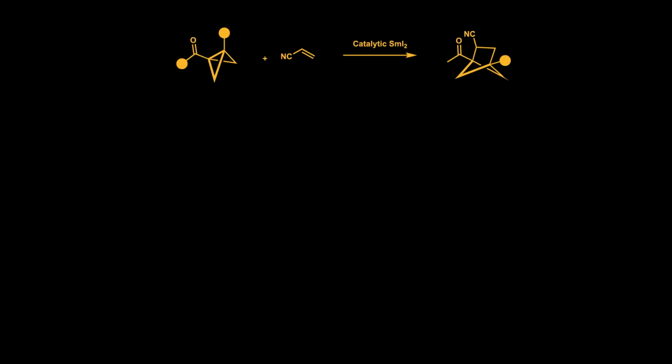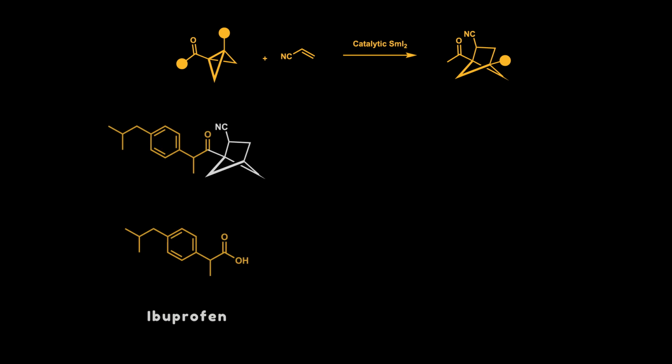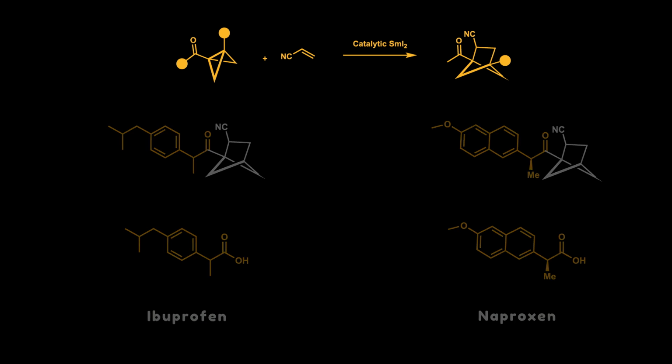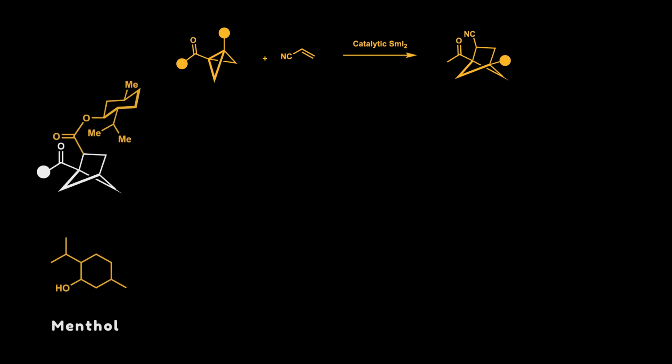The power of this method is reflected in the broad range of diversity it offers. For example, by selecting the appropriate ketone, we can incorporate ibuprofen or naproxen skeletons into the BCH. Similarly, a wide range of derivatives can be accessed by modifying the olefin structure, such as menthol and vitamin E.